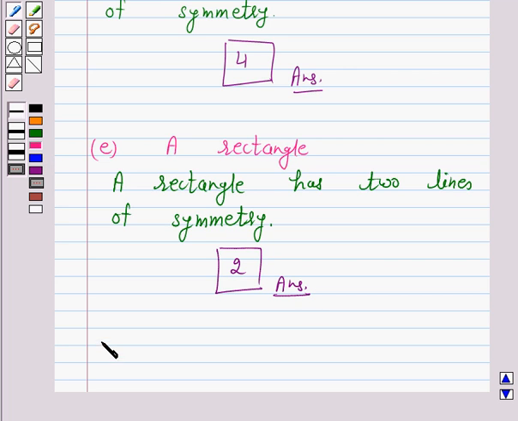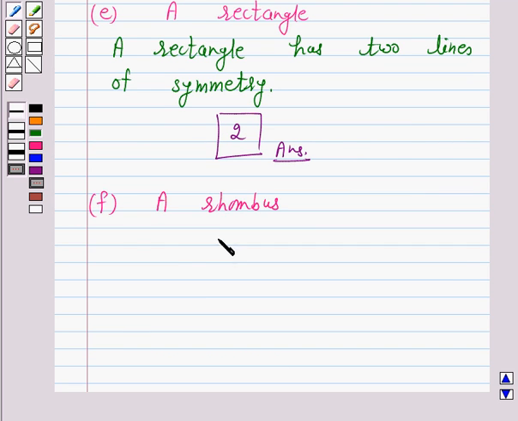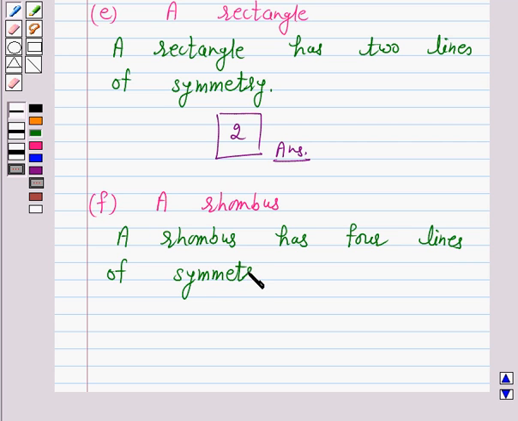Now let's move to the next part. Here the given figure is a rhombus. All the sides of a rhombus are equal and its diagonals bisect each other at right angles. So the rhombus has four lines of symmetry. Hence the answer for this part is 4.